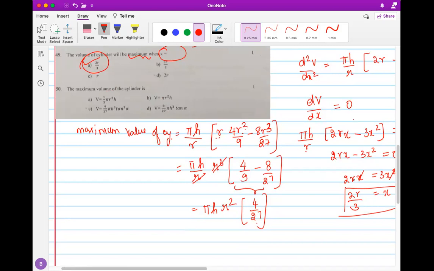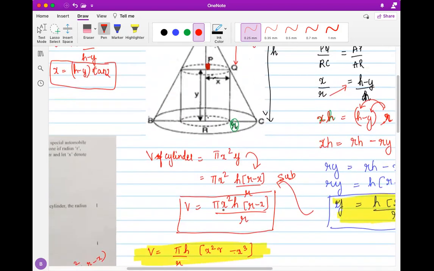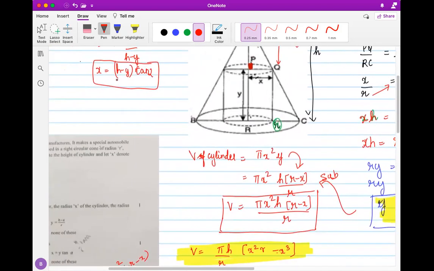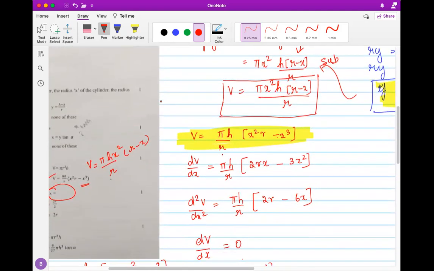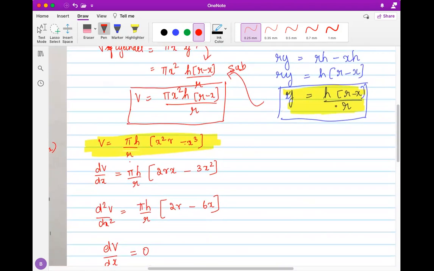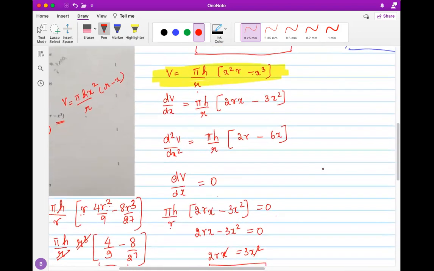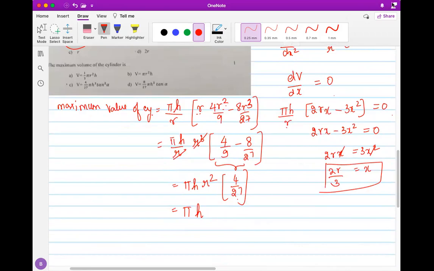Somewhere we are lagging, so we are not getting the answer. So pi into h. So we write r. R is equal to what? We wrote here x is equal to h minus y tan alpha, right? Where r is equal to what? So we have to write it. So r is equal to, in terms of tan, we have to get the answer. So what can be done?